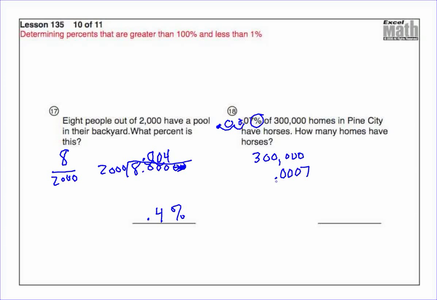Okay, that doesn't really make the problem any harder. We're just going to put a 0 for this, a 0 for that, a 0 for this, and a 0 for this. And then 3 times 7 is 21. And we're going to move the decimal point over 1, 2, 3, 4 spots. The decimal point goes there. So we have 210 homes that have horses.